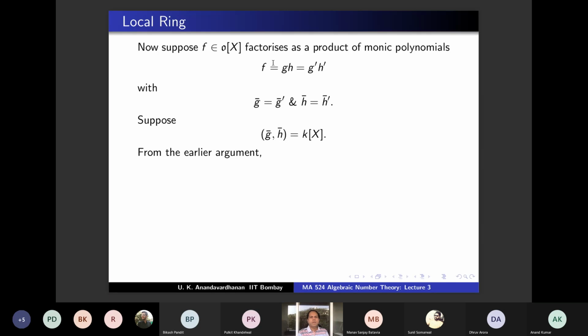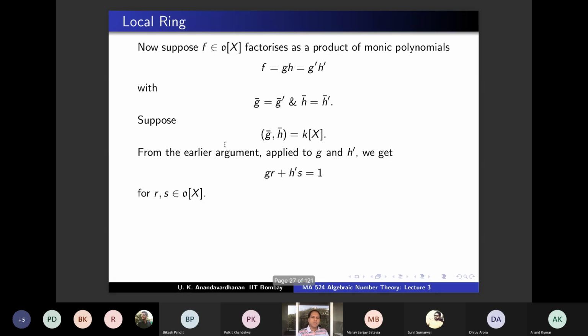So from the earlier argument, what can you conclude? You know that G and H will generate OX. You know that G prime and H prime will generate OX. You also know that G and H prime will generate, G prime and H will generate, right? Because all those satisfy this condition. Because after all, G bar is G prime bar. So let us apply the earlier argument to G and H prime. You know that G bar, H prime bar generate kx because of this condition, because h bar is same as h prime bar.